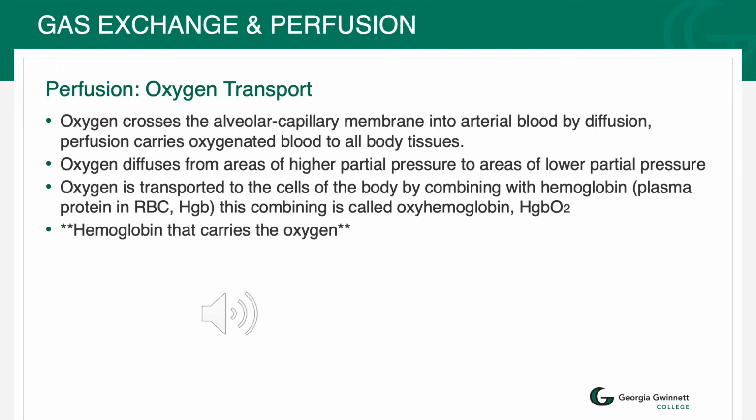I think you have learned this in the past, that oxygen diffuses from areas of higher partial pressure to lower partial pressure, and that oxygen is transported by combining with the hemoglobin. That combining is called oxyhemoglobin, and it is abbreviated HgBO2. Okay, what you really need to know from this slide is that the hemoglobin is what carries the oxygen, and in order for there to be good oxygenation, good gas exchange, the clients have to have enough hemoglobin so that they can carry that oxygen.